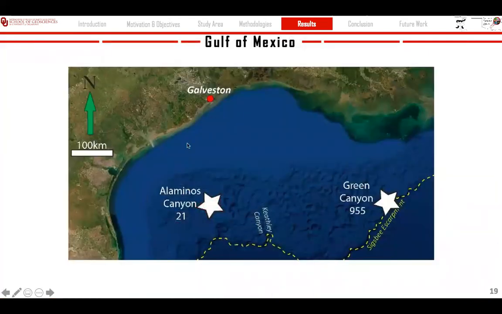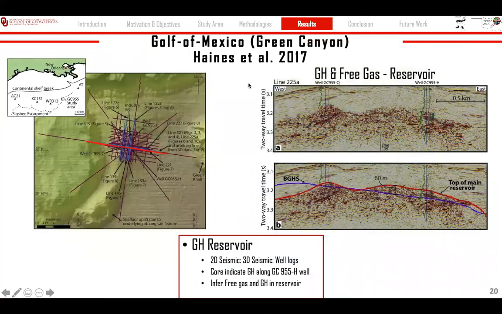So on to our results for the other seismic surveys. We apply our methods to surveys in the Alaminos Canyon and the Green Canyon locations. So here's a study done by Haynes et al. 2017 that characterizes a gas hydrate and free gas reservoir in the Green Canyon location.